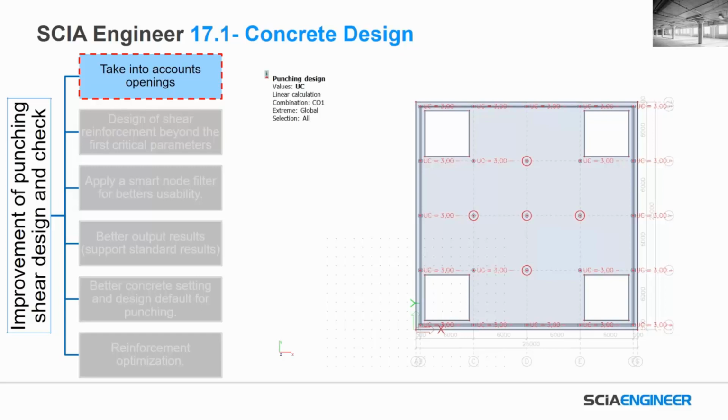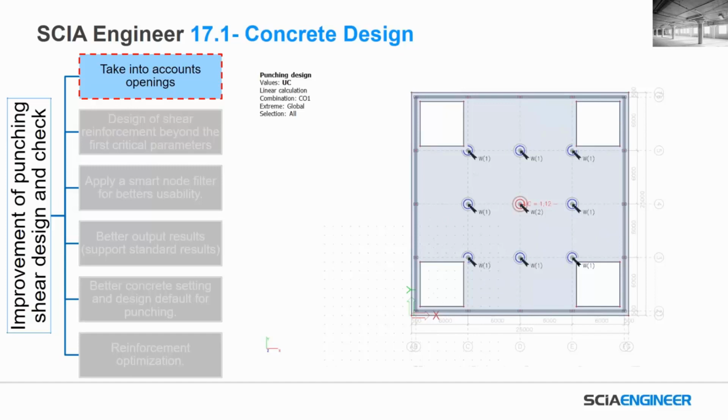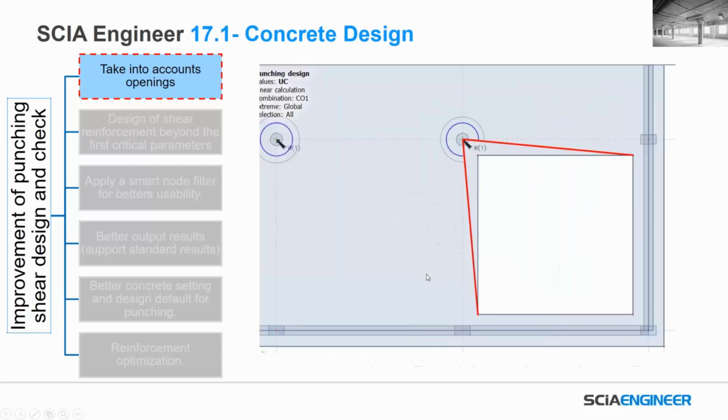We've also improved the presentation of the critical perimeter, which will help the designer to check how the software is taking into account these openings. If we look at the check here, we can see in these areas where the critical perimeter is not being drawn graphically, it is being influenced by the fact that there is an opening there. If we want to check this, we can draw a line directly from the center of the column to the corner of the opening. And this really gives us exactly how that opening is being taken into account.